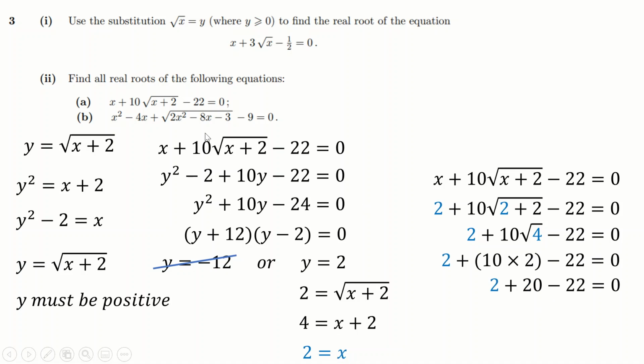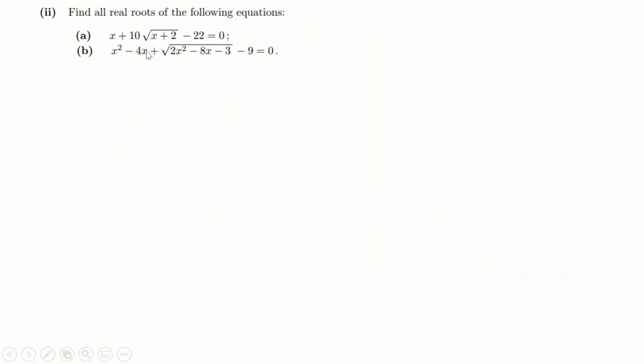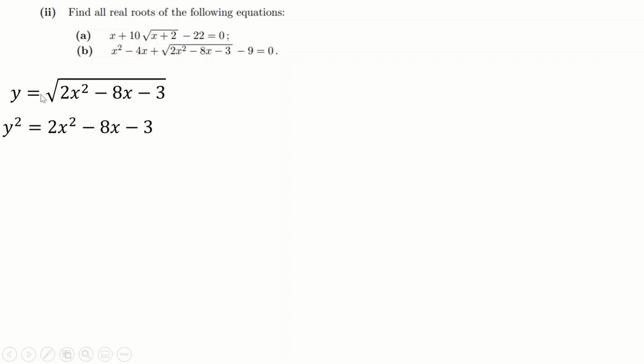Now part B. Again, find a substitution. So find a suitable substitution that makes this work. Well, the obvious thing to do, if I used root x plus 2 for that one, is to use y equals root all of this, right? So again, I'm going to square both sides and make a note here, y can only be positive, just like in the first two examples.